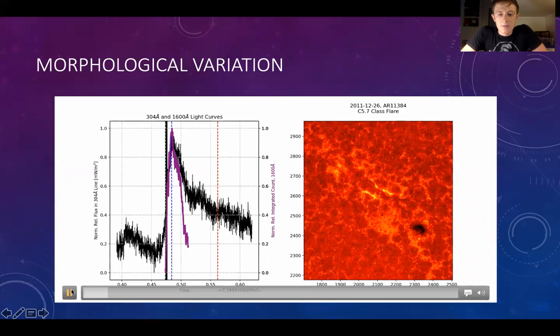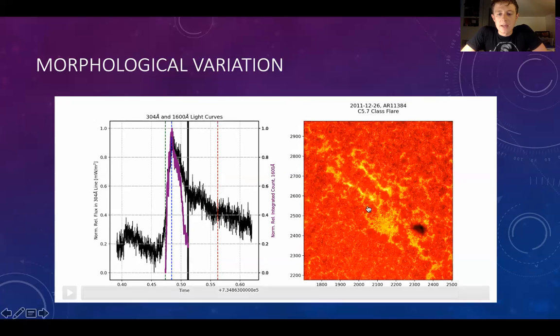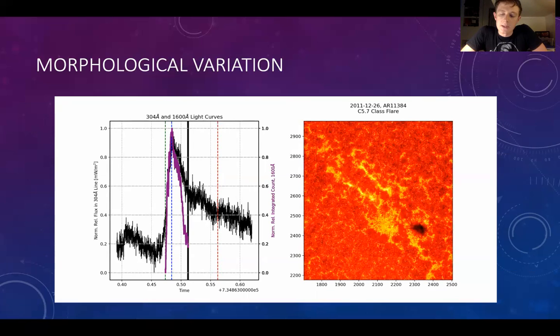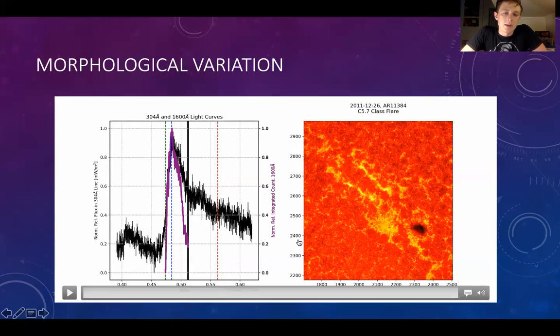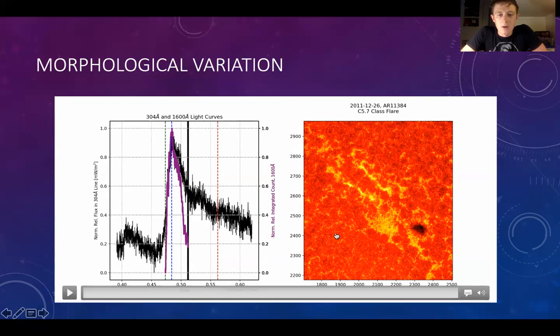So we use movies like this to essentially take a look at relatively high impulsiveness, relatively low impulsiveness, and other interesting flares for whatever reason. And we can see whether, for example, multiple peaks in the light curve are associated with the same part of the solar flare or different ones. We can see what the morphological variation is for a relatively low impulsiveness flare, such as this, or a relatively high impulsiveness flare, which you can see on my poster.